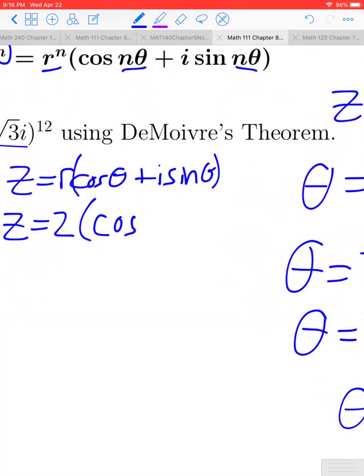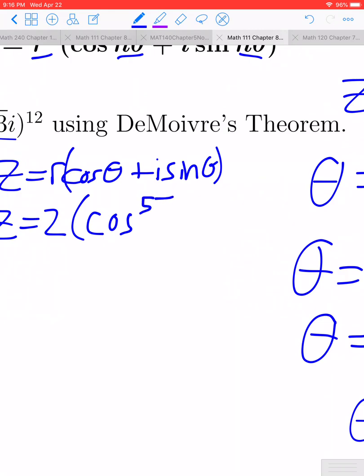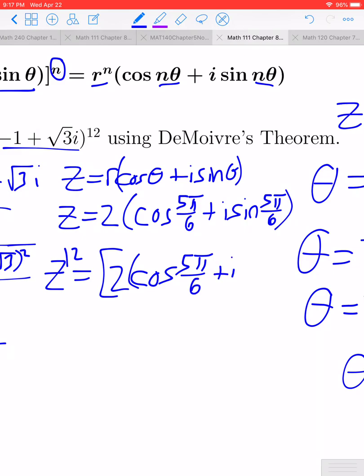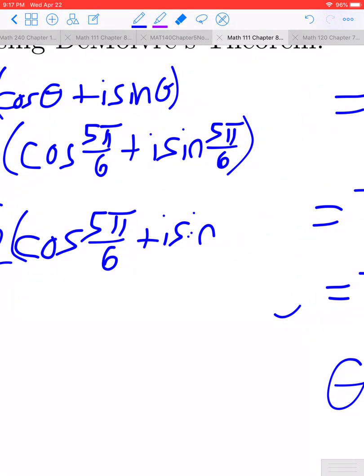So that's our argument. That's going to go here. So z is equal to 2 times the cosine of 5pi/6 plus i sine 5pi/6. From here, we're now going to be able to raise this to the 12th power. If we raise this to the 12th power, that's going to be equal to 2 times the cosine of 5pi/6 plus i sine 5pi/6, to the 12th.